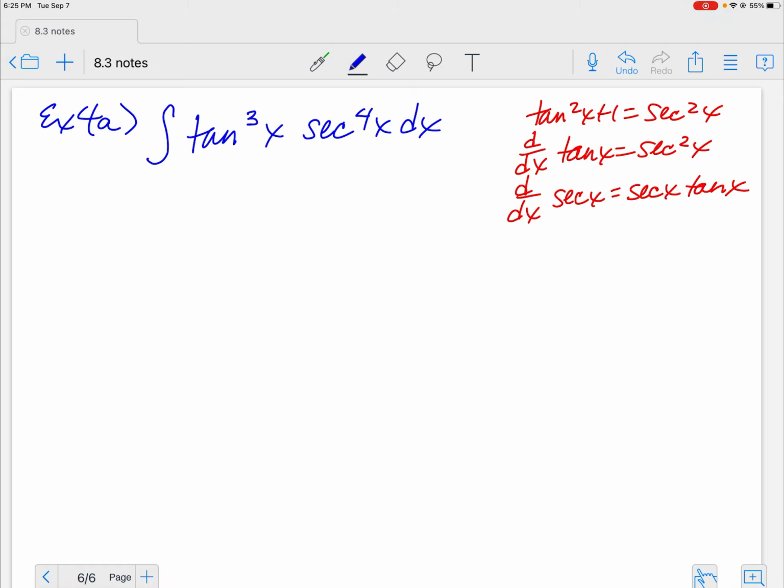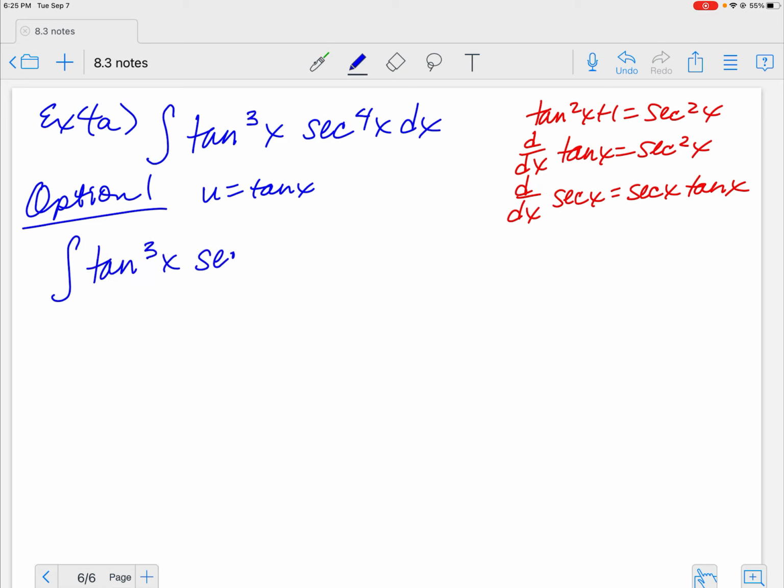So the first way we're going to do this, and it doesn't always happen this way, sometimes there's only one way to do it. This particular problem, we've got a couple angles we can go for, so let's try them out. Here's option 1. I'm going to make my u tangent x. So I'm going to have tangent cubed x, and I've got this secant squared x, and I'm going to pull out this secant squared x because that's going to be my du. If my u is tangent, I have to reserve something to sub in as my du.